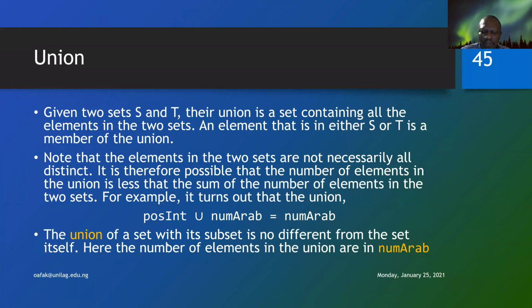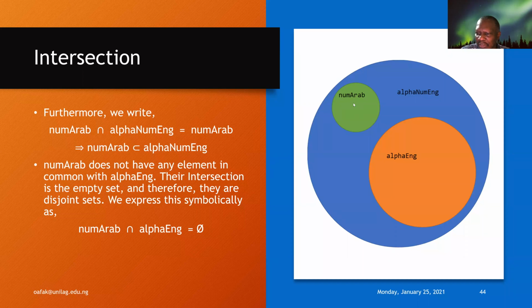The union of a set with its subset is no different from the set itself. So here, the number of elements in the union is numeric Arab. What we are saying is that if you take this one and you take the union with this, the union of a contained set is still the same as the containing set. The union of these three sets is still alphanumeric, since this alphanumeric contains all of this. So when a set is contained, its union does not change anything. Its union is still the containing set.